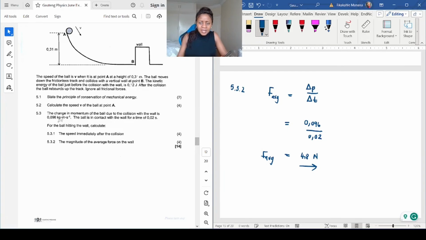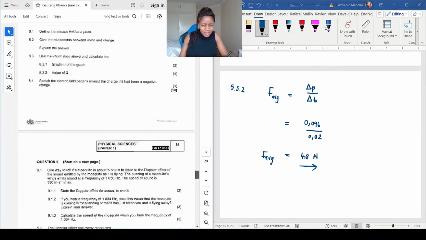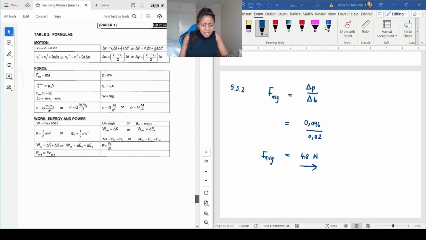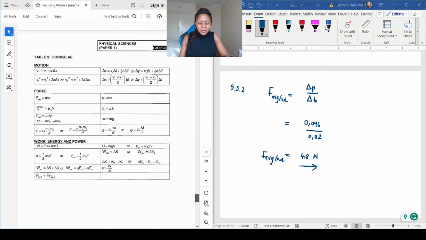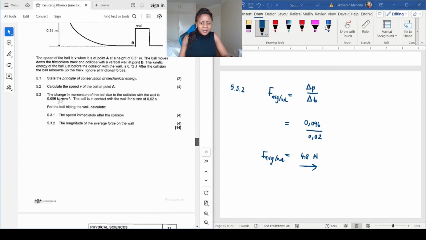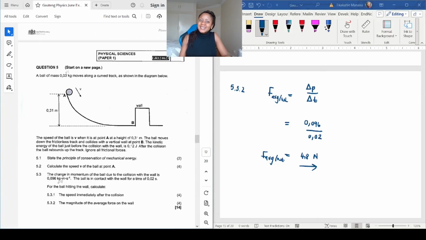Do they have this formula in your formula sheet, or is it something that you have to know? Work, energy, and power. Oh yes, so we have force there. F net delta t is equal to, yes, so we can have F net. But here we're looking for our average force. Anyway, F net, F average, the formula says net, use it. So 4.8 Newton is what we got. And that is it for question 5. See you guys next time.